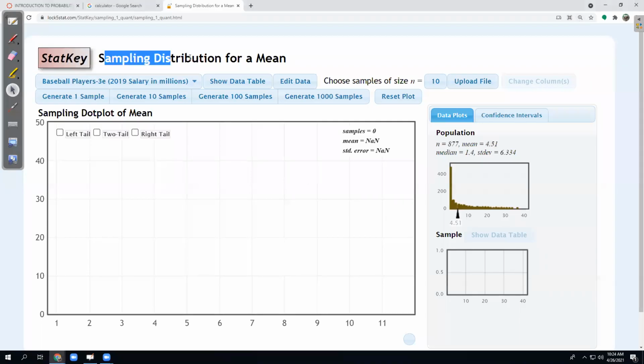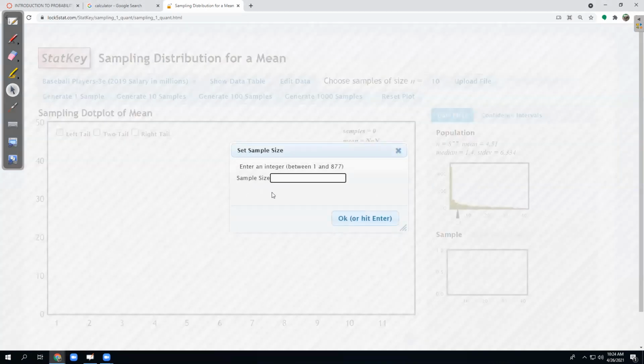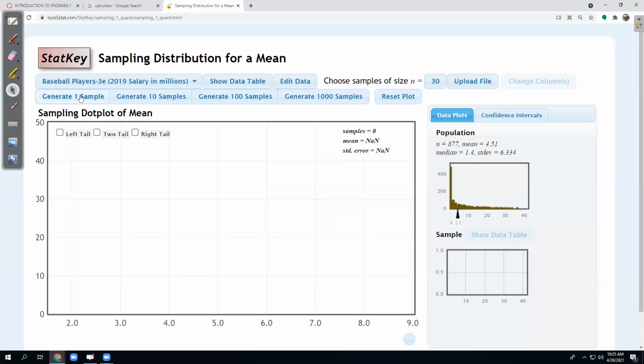On this sampling distribution page, it's currently set to samples of size 10. I'm going to up that to size 30. So I'm just going to click on the 10. Most things are editable here. And it says I can choose a sample size between 1 and 877 because there are 877 people on my list. I'm going to choose 30 here. Then I'm going to go over to the left and create one sample.